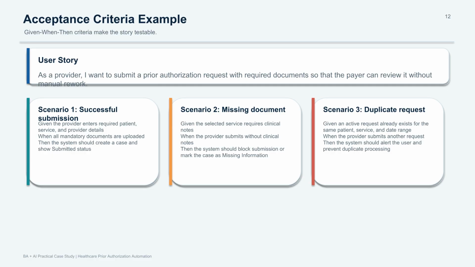User stories are not complete without acceptance criteria. Acceptance criteria define exactly how the system should behave. For example, when a provider submits a complete request, the system should create the case successfully. When documents are missing, the system should mark the case as missing information and notify the provider. This makes the story testable and reduces misunderstanding.